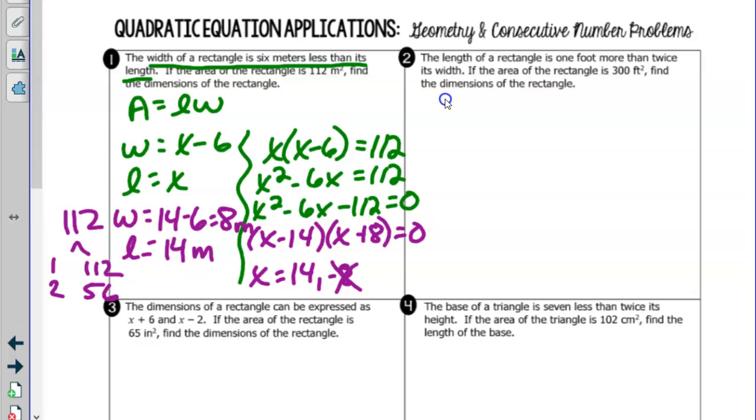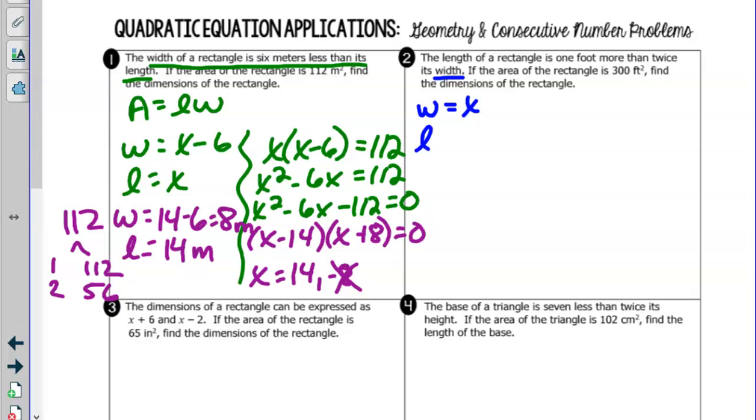Number 2 says the length of a rectangle is 1 foot more than twice its width. If the area of the rectangle is 300 feet squared, find the dimensions of the rectangle. So first, looking at how it's written, which one is going to get the x value? Very good, because that's written second. I'm going to write it on top this time.